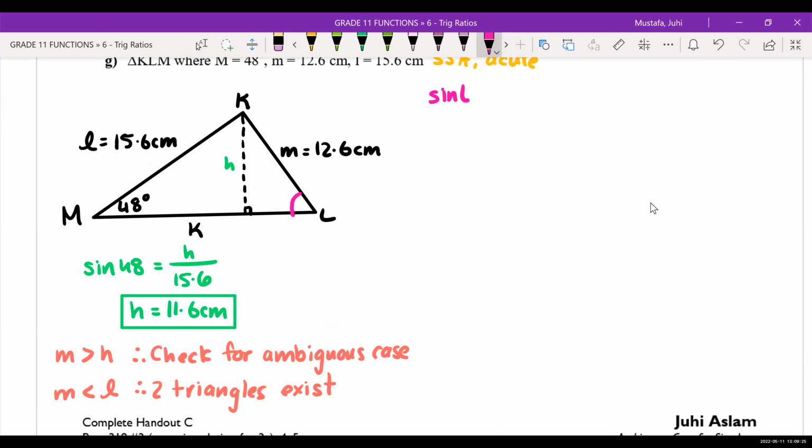Say sine L over 15.6 is going to be equal to sine 48 over 12.6. I'm using M over here, like sine M over little m. And then to solve for this, I'm going to go sine 48 times 15.6 divided by 12.6, and then sine inverse here because we're trying to find the angle. So it's going to be 66.9 degrees.